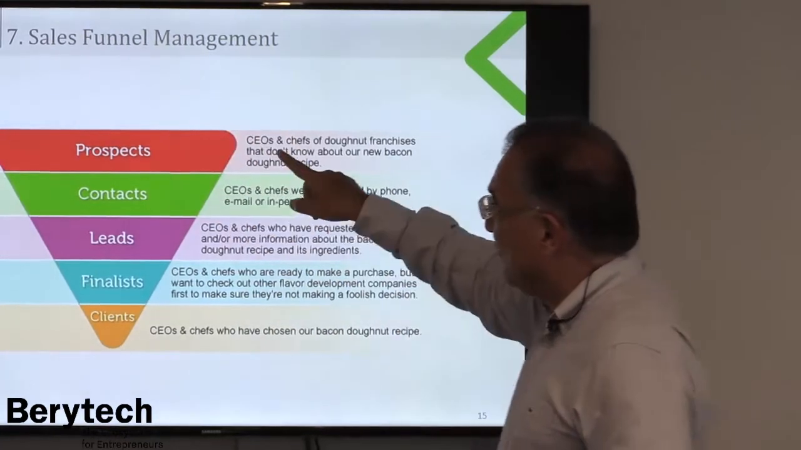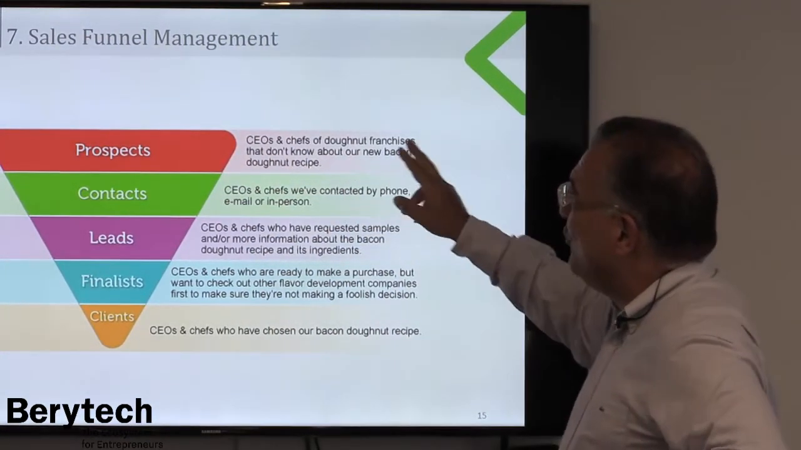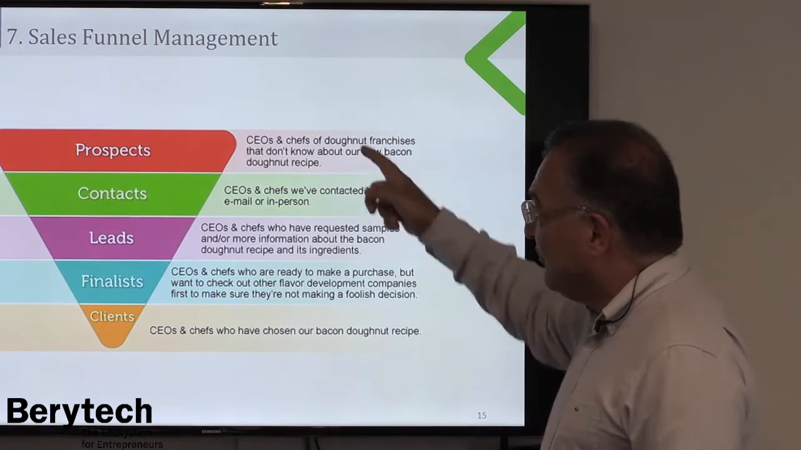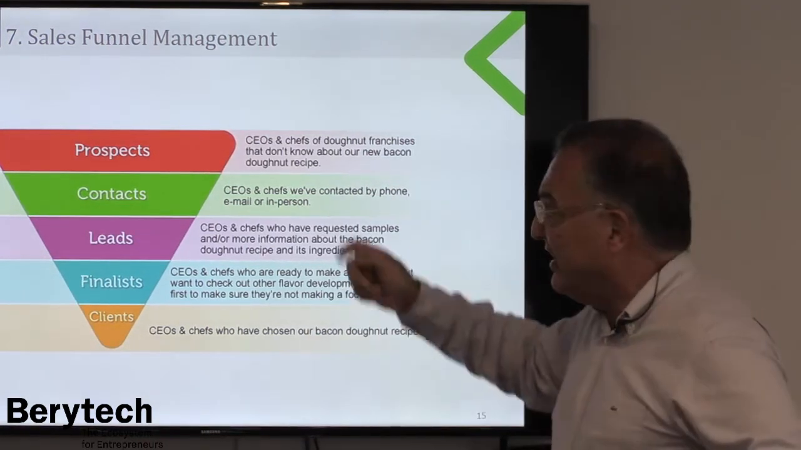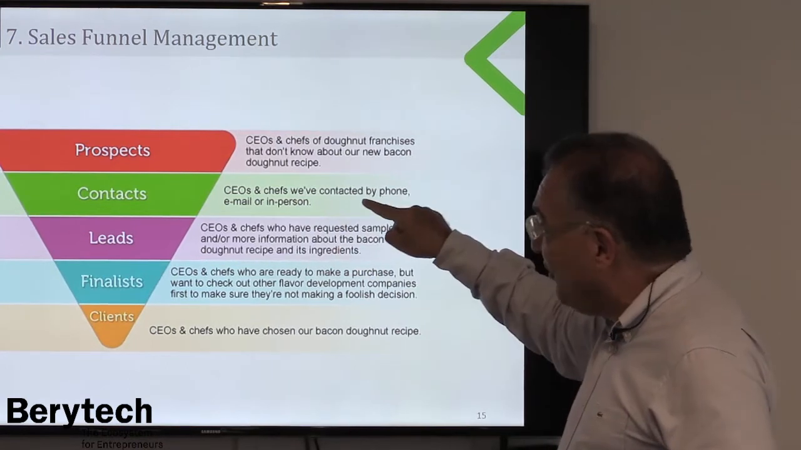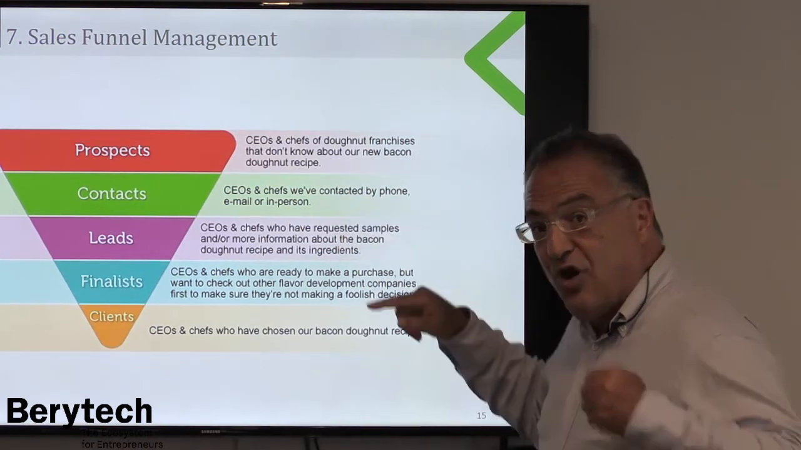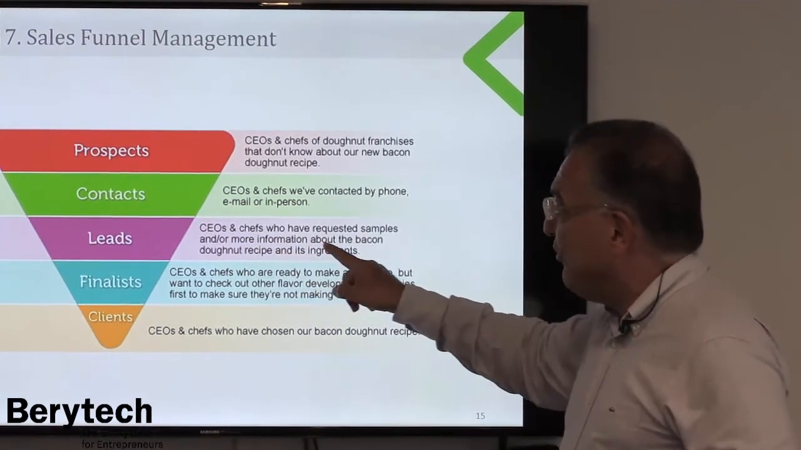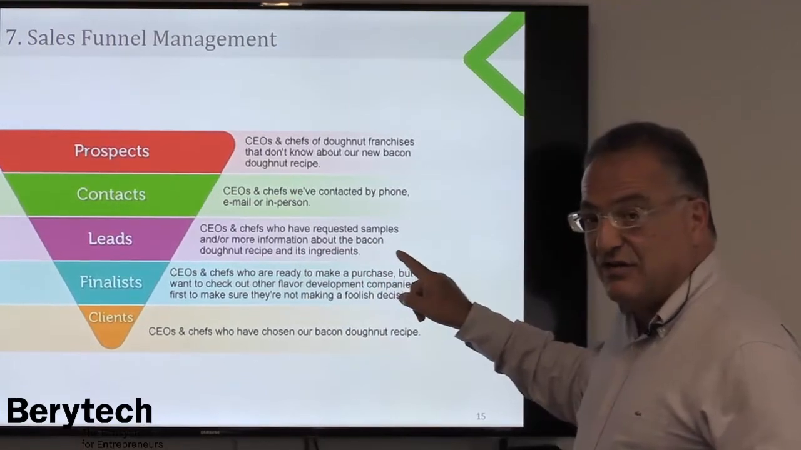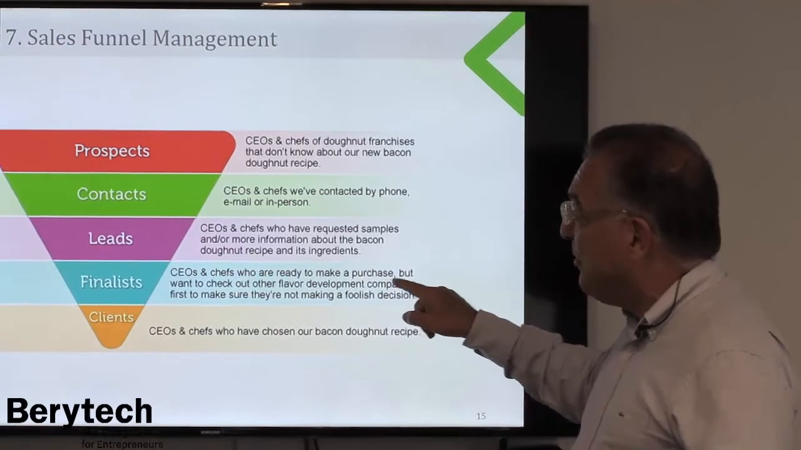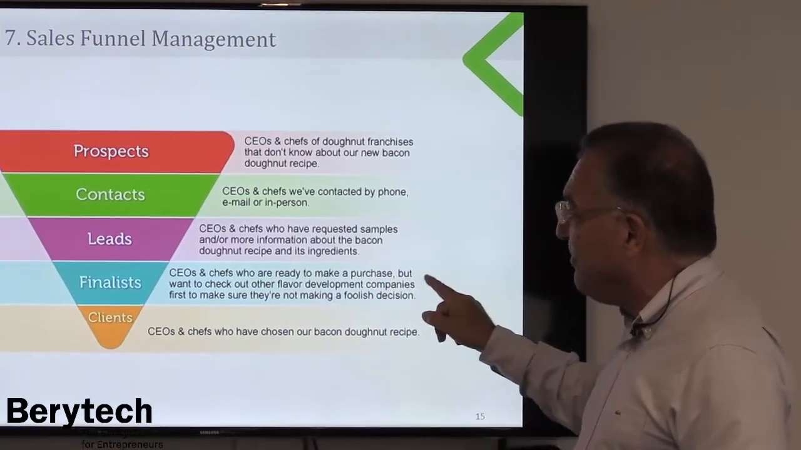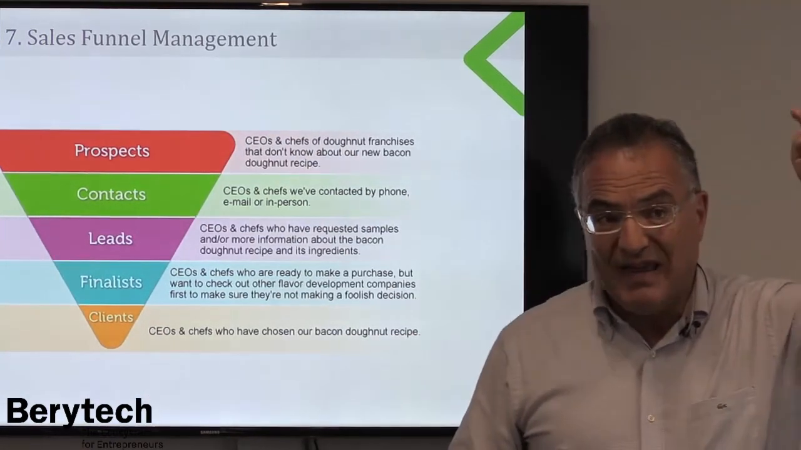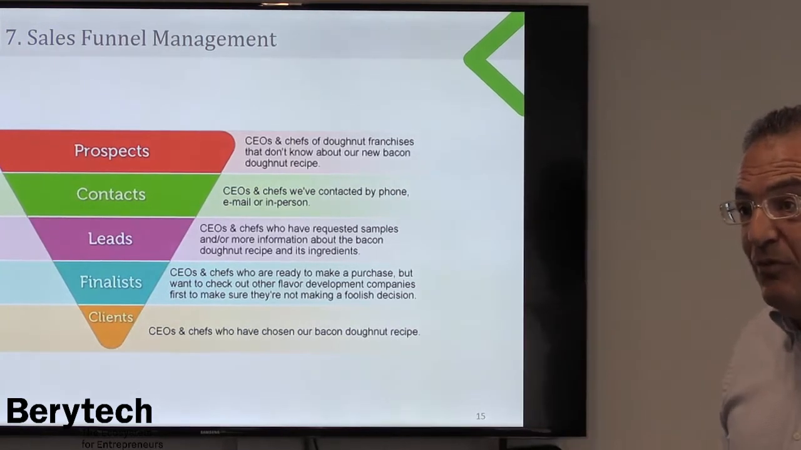Here we looked at CEOs and chefs of donut franchises that don't know about our own bacon donut recipe. This is a person producing donut recipes. So they don't know, but these are existing and they could use it. So we have here CEO and chef, contacted by phone, email or in person. A contact has been established. Here we move to those who have requested samples and or more information about the bacon donut recipe and its ingredients. Here, CEOs who are ready to make a purchase, but want to check out our flavor and development companies first to make sure that they are not making a foolish decision. So every time we move down, the probability is higher, and every time we have made more commitment to the customer. This is a funnel.